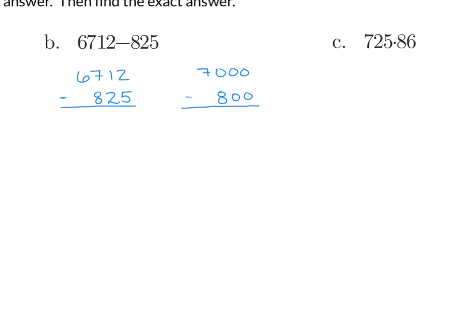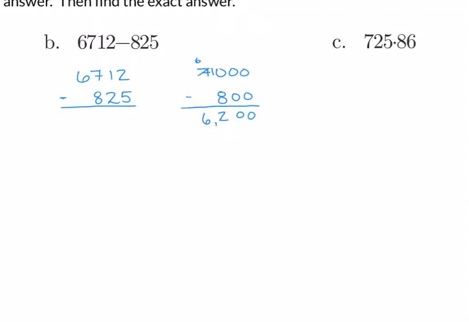And now if I subtract, I get 0, 0. If you need to, you can go ahead and write out the borrowing step. We get 10 minus 8 is 2, and then we get 6. So my estimate is 6,200.